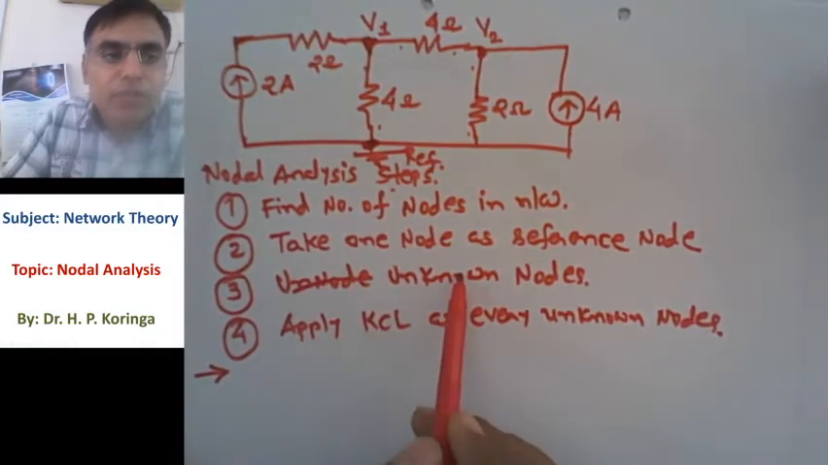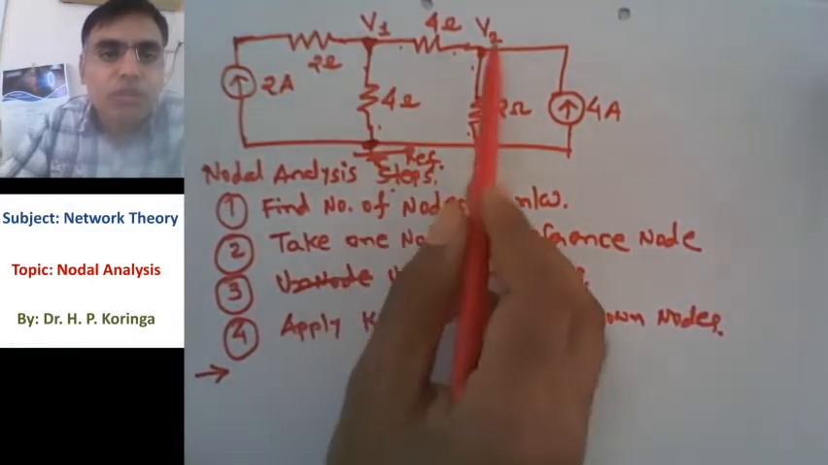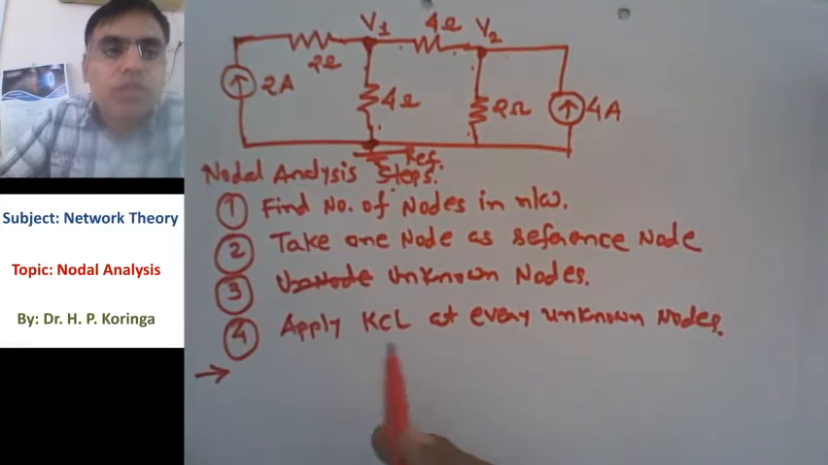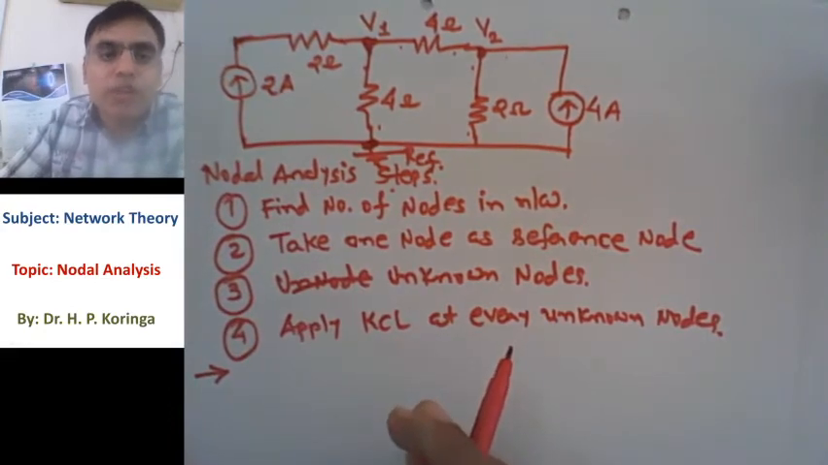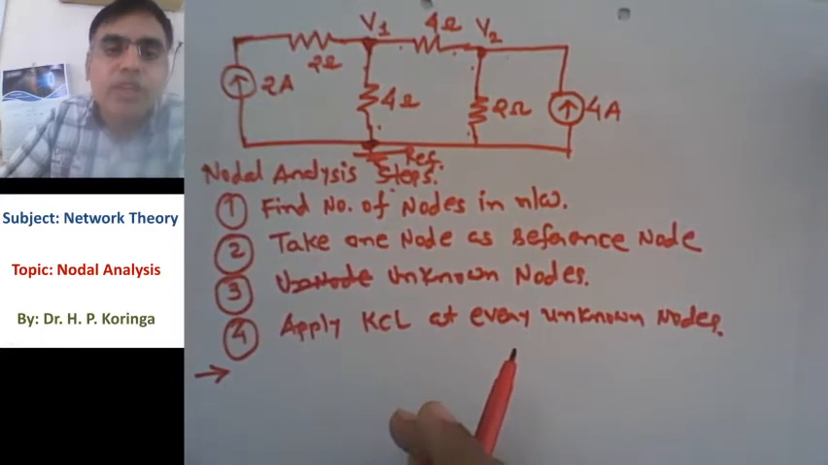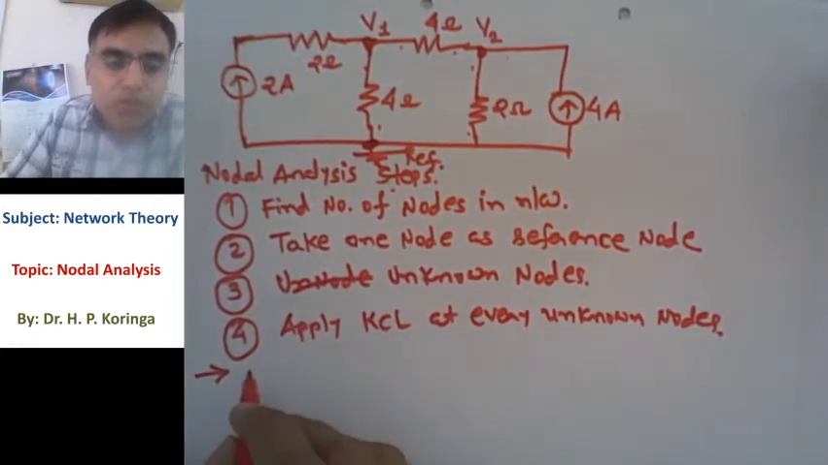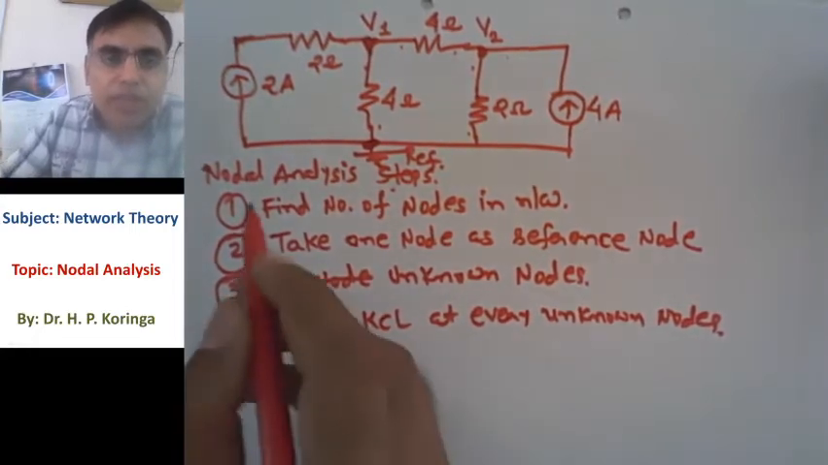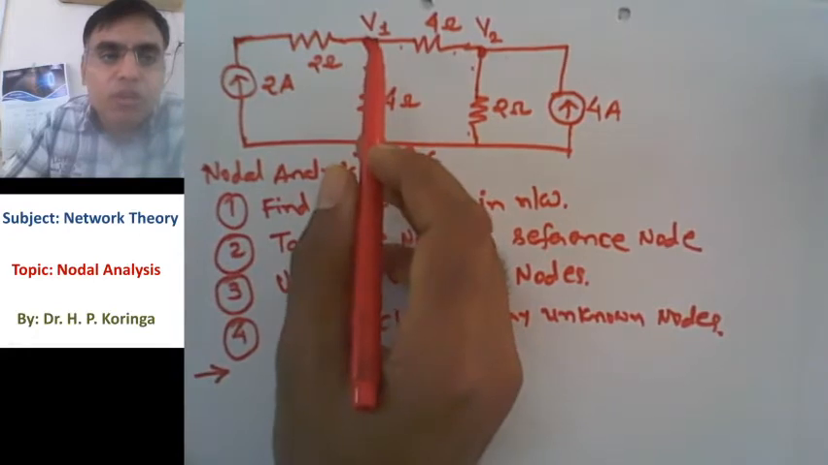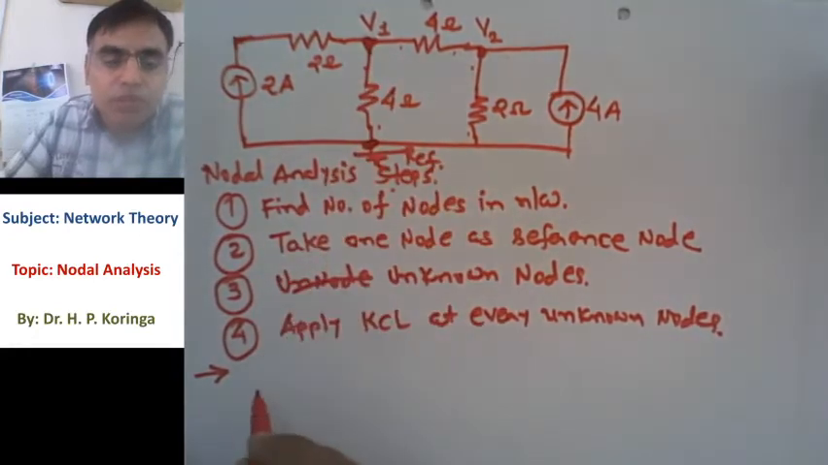Third is to identify the unknown nodes. So we have the two unknown nodes V1 and V2. And the fourth step is we have to apply KCL at both the unknown nodes, and prepare independent equations to solve the unknown node voltages. Right. So now let me apply Kirchhoff's current law at node V1.